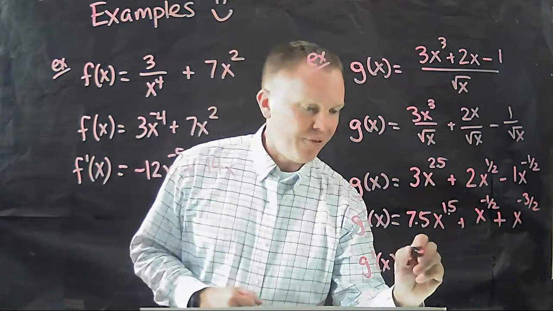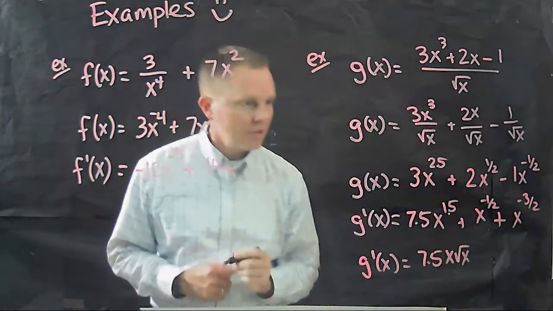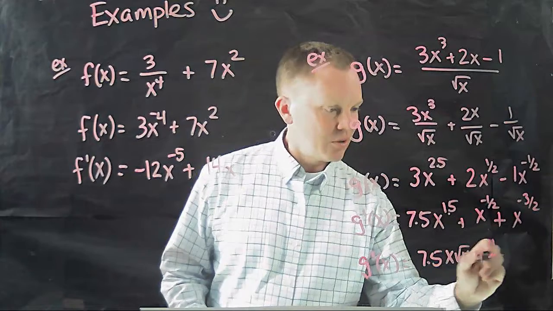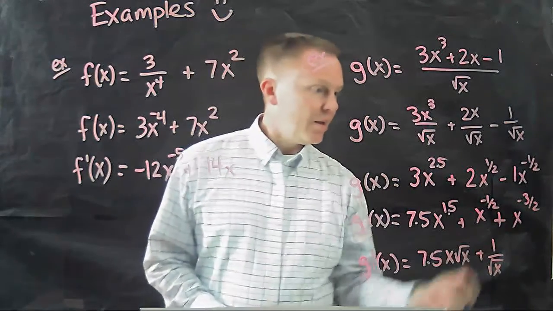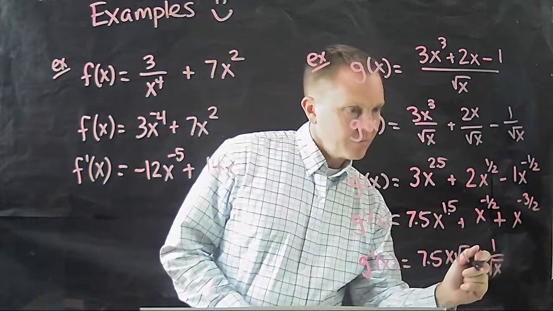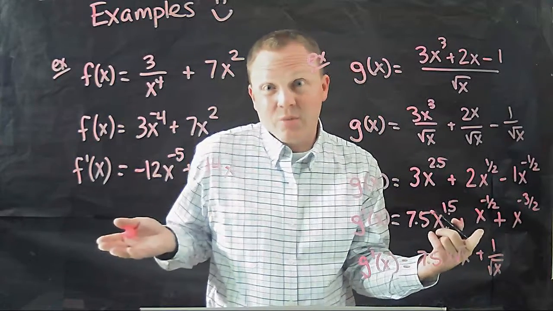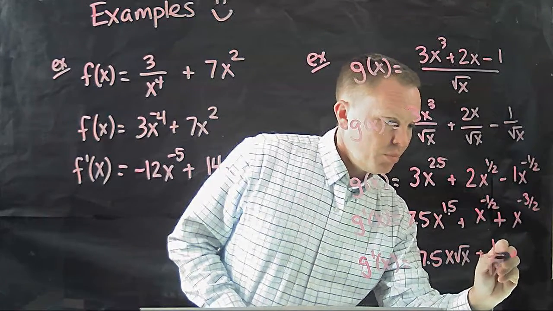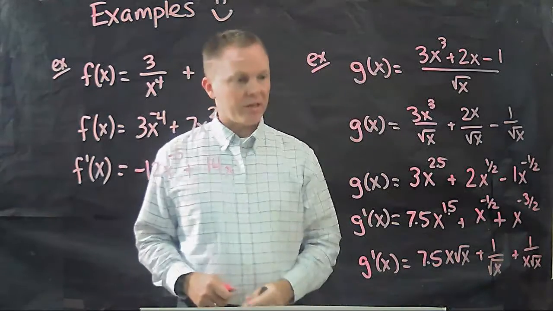X to the 1/2 is the same as radical x, plus x to the negative 1/2 is 1 over radical x, and then x to the negative 3/2, that's also the same thing as negative 1 and 1/2, 1.5. That's plus 1 over x radical x. Okay?